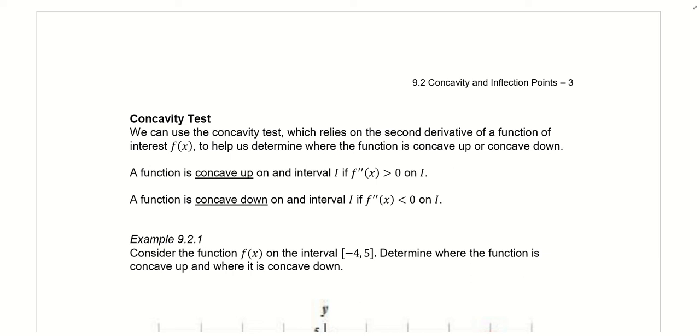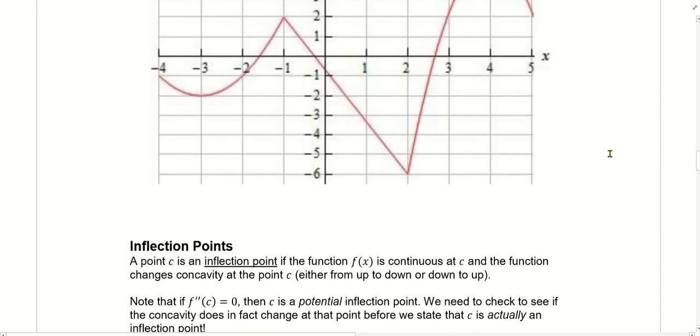So a function is concave up on an interval if the second derivative is positive on that interval. In other words, if the second derivative is greater than 0, we have a concave up shape. So something like this or something like this. A function is concave down on an interval I if the second derivative is less than 0, negative on that interval. So we might have a concave down shape like this or like this. We'll use this test in a couple examples on the next few pages.